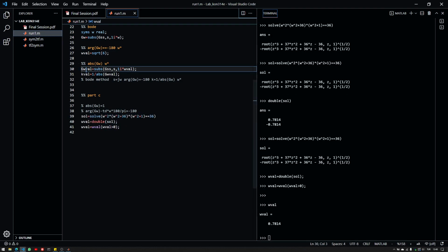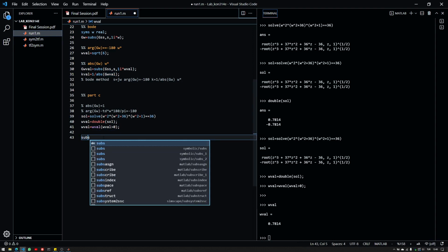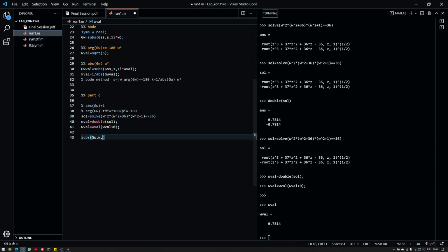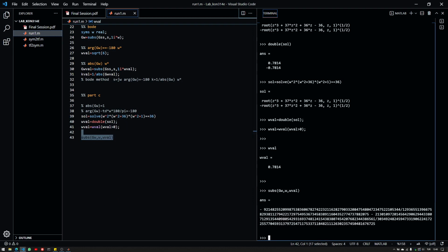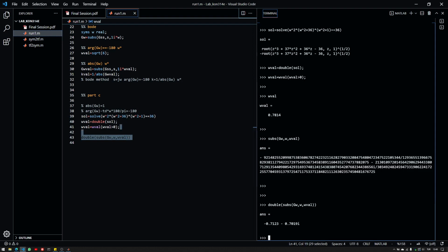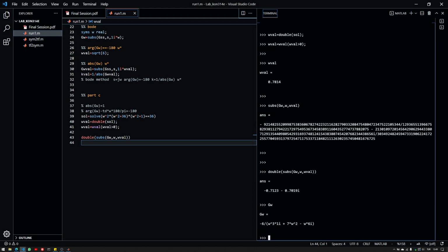So what we should do is first substitute this back into g omega and see if it's really equal to 1. And it seems like we have a bit of a problem here, because it's not equal to, or it is equal to 1 maybe, but we need to look for the absolute value. That's the case.